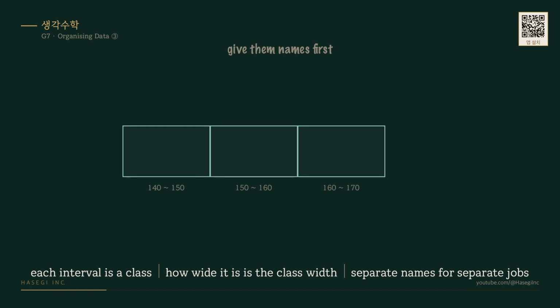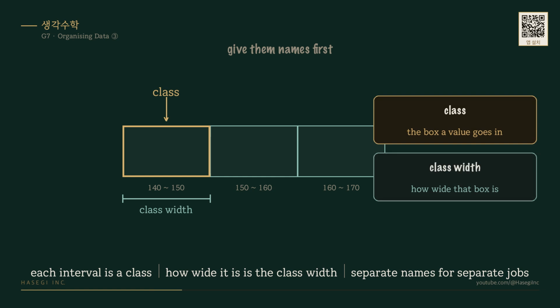Names first. Each interval the data goes into is called a class, and how wide that interval is called the class width. 140 up to 150 is one class, and the 10 that it spans is the class width. They get separate names because they do separate jobs.